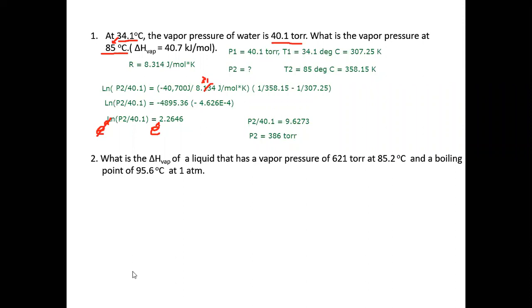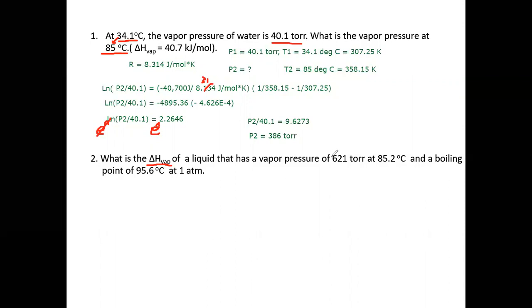So now looking at the second example, here we want to calculate the delta H of a liquid that has a vapor pressure of 621 torr at 85.2 degrees Celsius and a boiling point of 95.6 at 1 atmosphere. So again, what we're looking for in this case is delta H. And as I said earlier, your delta H of vaporization is always going to be positive. So if you go through this exercise and you see a delta H of vaporization that is negative, you need to double check your work.